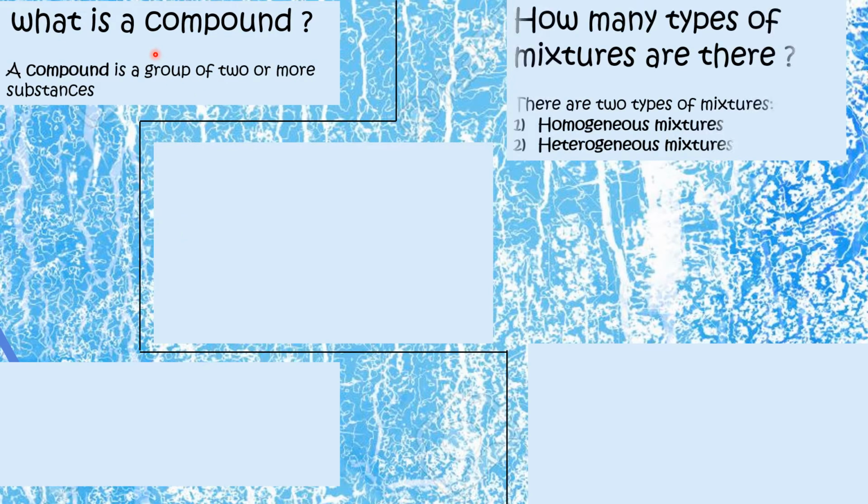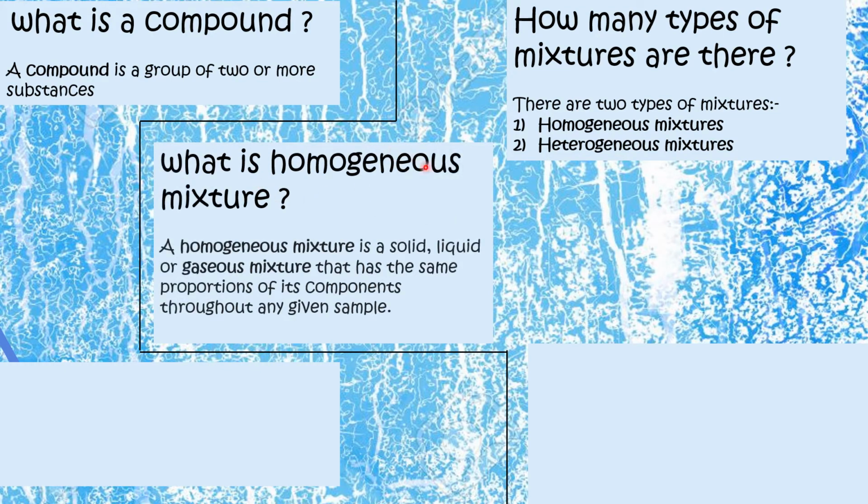So, what is a compound? A compound is a group of two or more substances. Basically, if two or more of your friends are together, you make a compound. How many types of mixtures are there? There are basically two types of mixtures: homogeneous and heterogeneous. What is a homogeneous mixture? A homogeneous mixture is a solid, liquid, or gaseous mixture that has the same proportion of its components throughout any given sample.